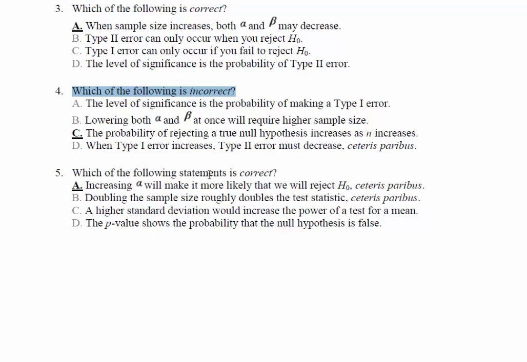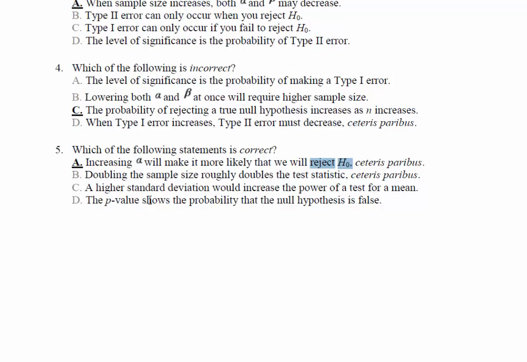Which of the following statements is correct? Increasing alpha will make it more likely that we reject null, ceteris paribus. That is true, because when you increase alpha, we're more likely to reject null, because alpha is the probability of rejecting null when it's true. The others are simply not true. Okay.